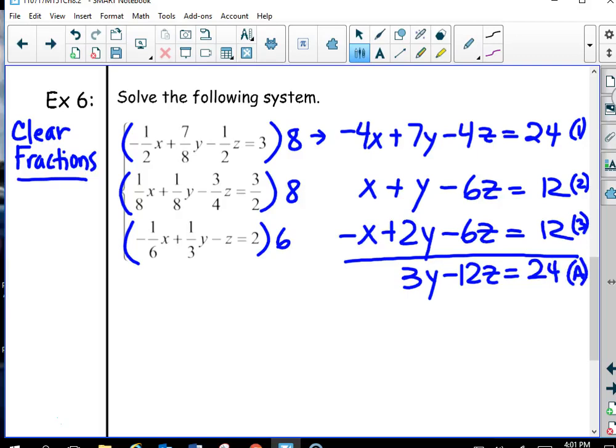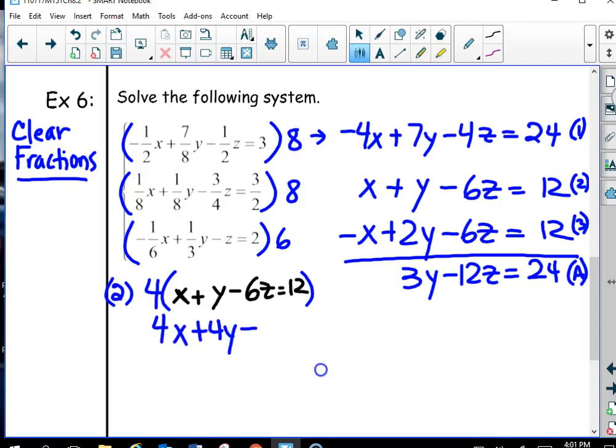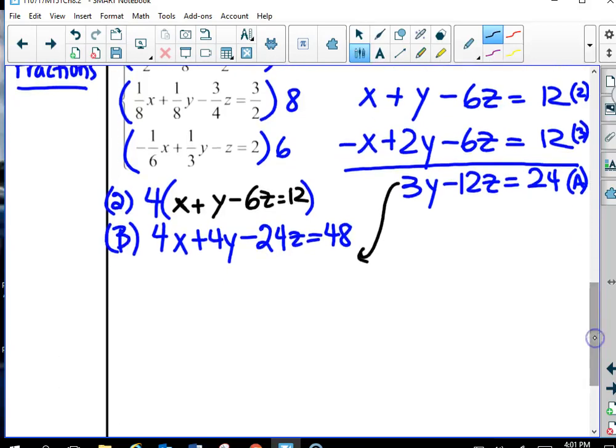Now I'm going to take equation 2 and multiply it by 4 to get a positive 4x. x plus y minus 6z equals 12. So my modified equation 2 gives me 4x plus 4y minus 4 times 6 is 24. And 4 times 12 is 48. I'm going to call this equation B. I've got to tell you, minor errors are killer in this. I've had to redo several of these when I get to the final answer and it's not correct.